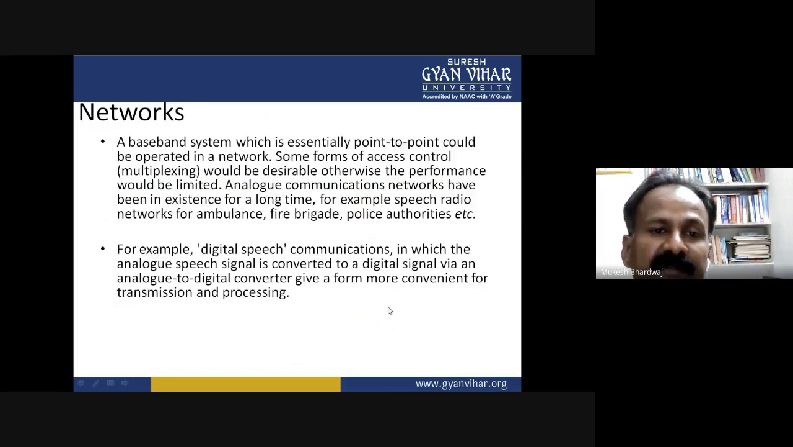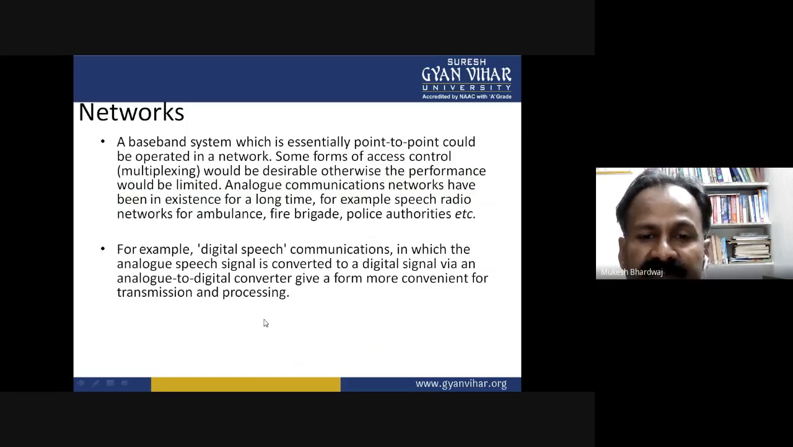Networks, a baseband system which is essentially point-to-point, could be operated as a network. Some forms of access control or multiplexing would be desirable, otherwise the performance would be limited. Analog communication networks have been in existence for a long time, for example, speech radio networks for ambulance, fire brigade, police authorities, etc.